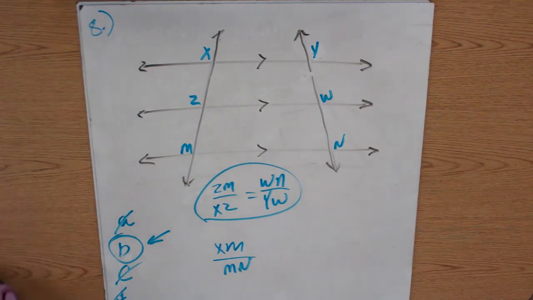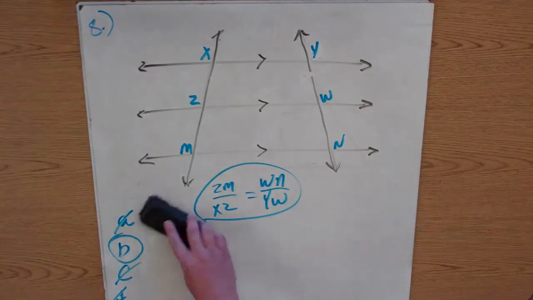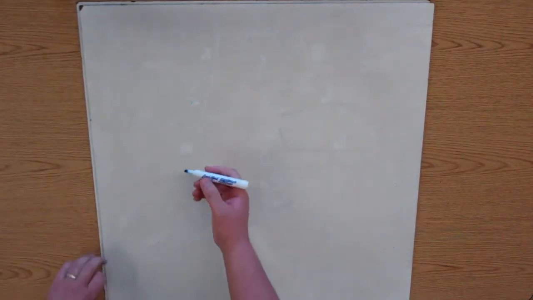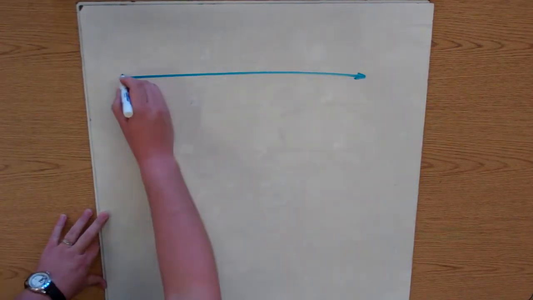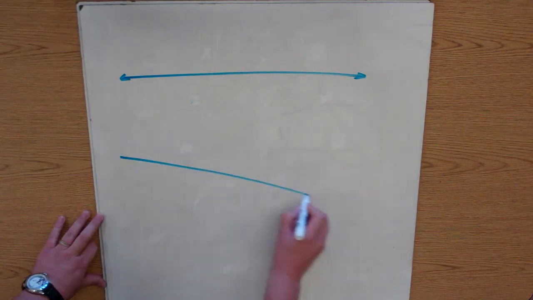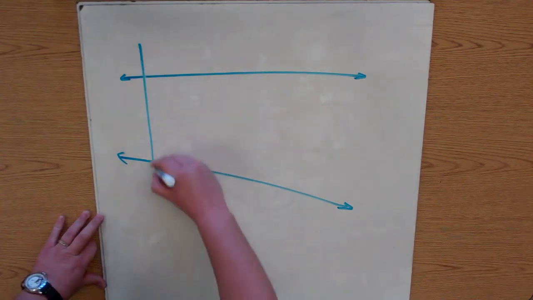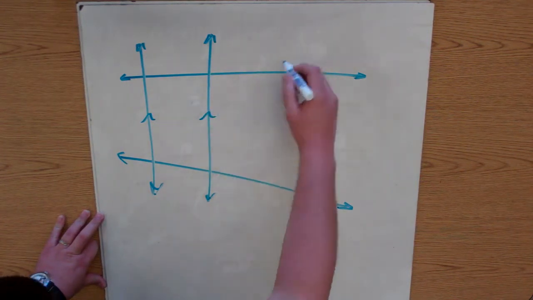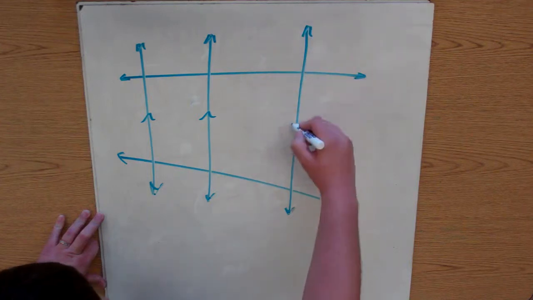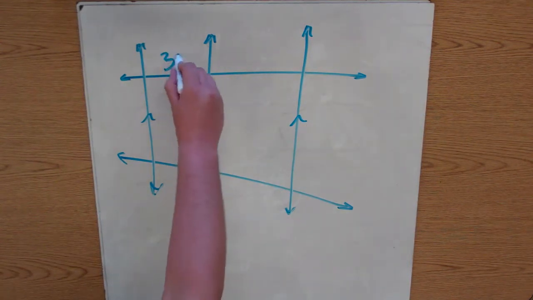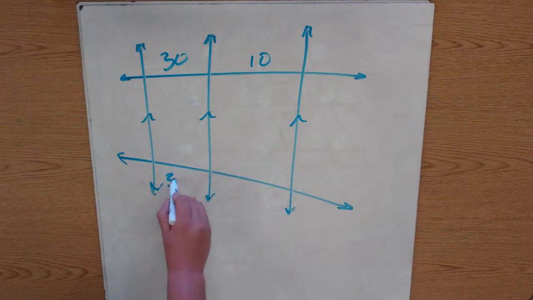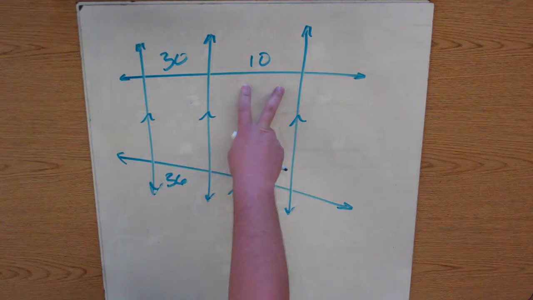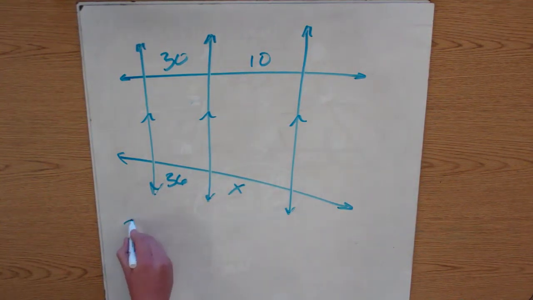Number 9 is also a parallel line problem. So you just got to set up your proportion. Here we have these two lines, and we have 3 lines going vertical that are parallel. This is 30, this is 10, this is 36, and this is x. So to solve for x, all we have to say is 30 over 10 equals 36 over x.